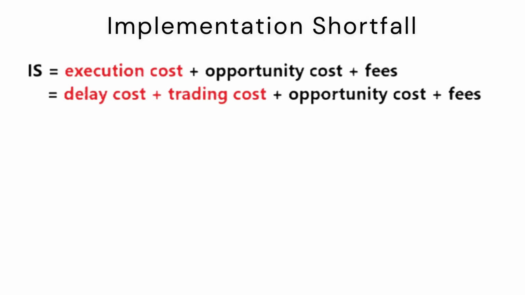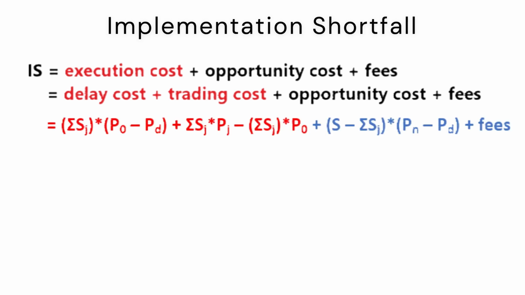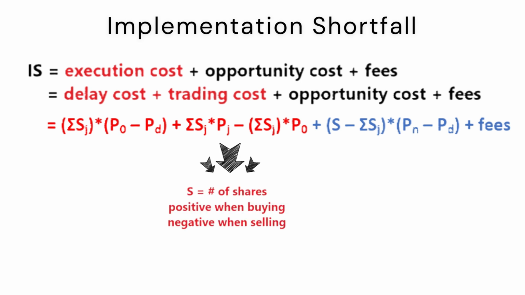Implementation shortfall is the sum of execution cost, opportunity cost, and other fees incurred during the trading process. Notice that execution cost and opportunity cost may be positive or negative. In the equation, when shares are being bought, the share numbers are positive. They are negative when shares are being sold.